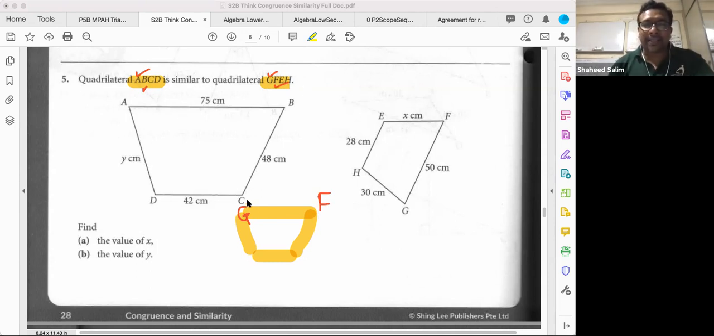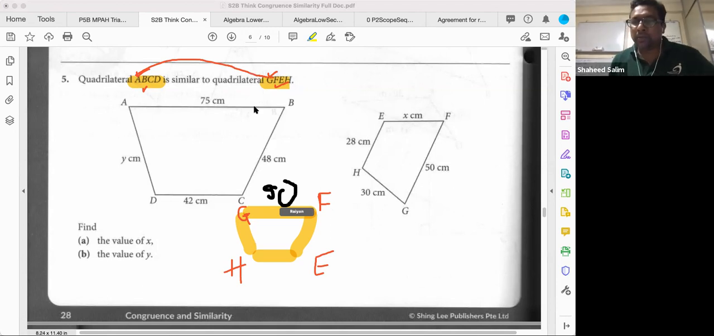The third one is C. C is here. It must be E. And the last one is D. It must be H. So actually, the way they write, they really tell you it's connected down here. A is to G. You get what I'm saying? You understand what I'm saying? So you can use it already. Well done.